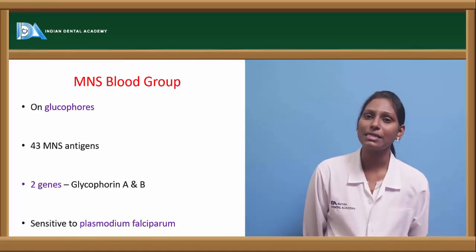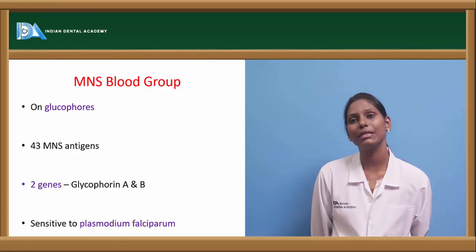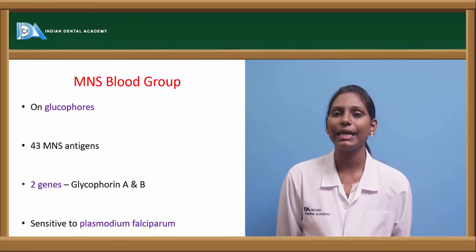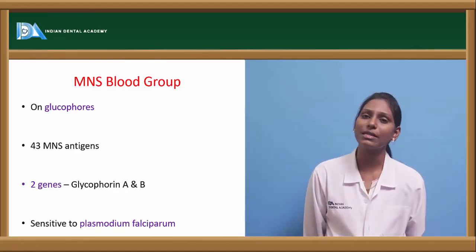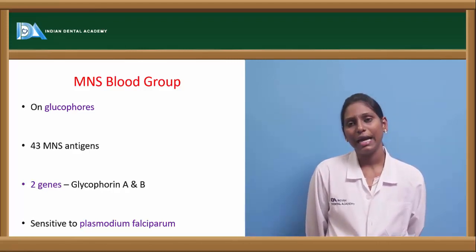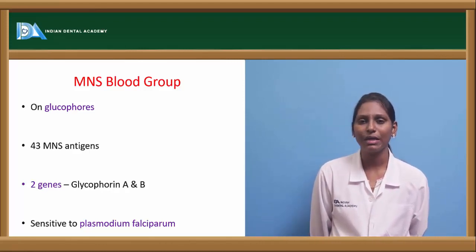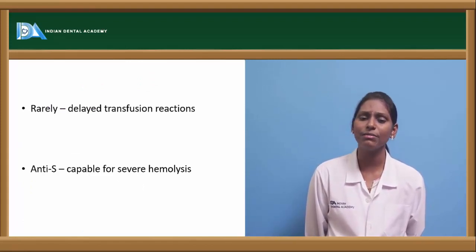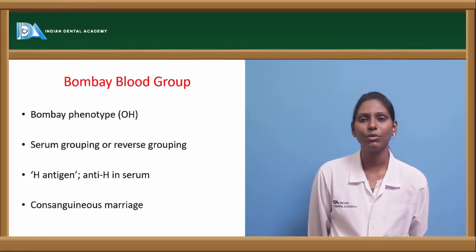We have another system called the MNS system. These MNS blood groups are usually found on the glycophorins. About 43 MNS antigens are present. The two genes among them are glycophorin A and glycophorin B. The importance of this MNS blood group is that they are usually sensitive to Plasmodium falciparum, and hence the patients who have this MNS blood group are more sensitive to Plasmodium falciparum, resulting in more malarial attacks. And rarely we see delayed transfusion reactions in case of the MNS system. This anti-S is actually very much capable of severe hemolytic reactions.